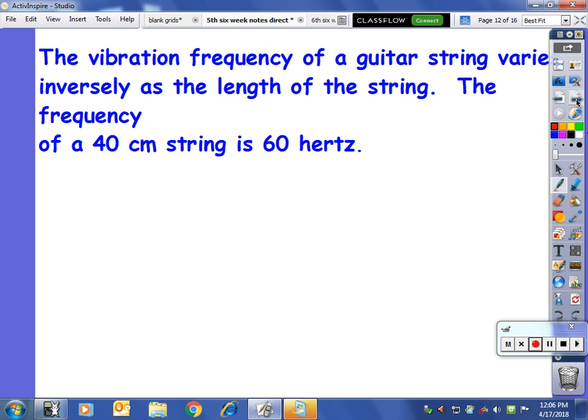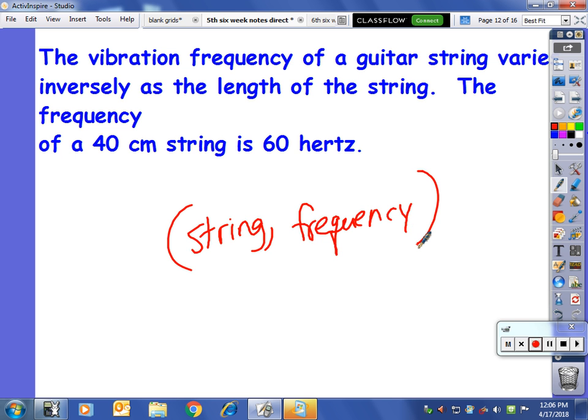What do you think is independent here? The string. You're inputting how long the string is, and that's affecting the frequency. So you're inputting string length, and that's affecting the frequency. So look at the point they gave me. What am I putting in? 40. What am I getting back? 60. So the point they gave me should be in this order, 40, 60.